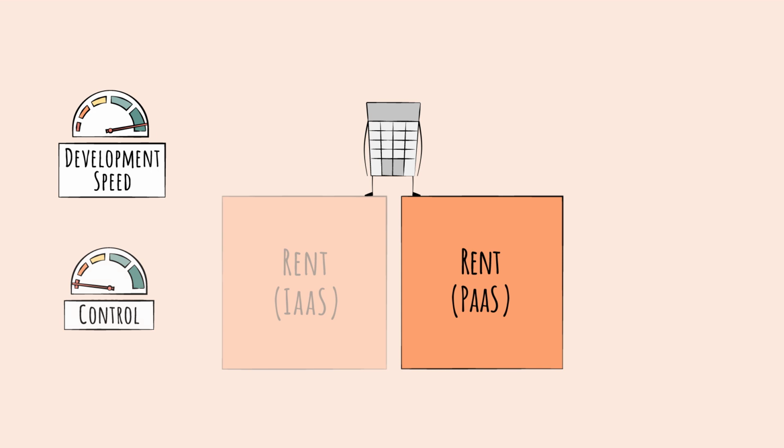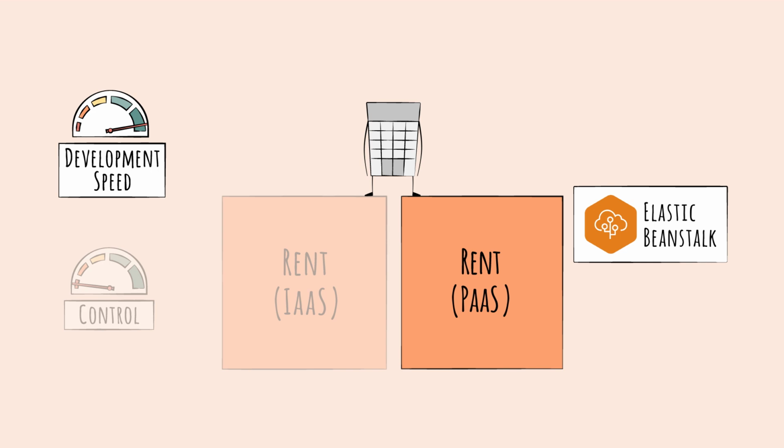PaaS solutions are designed to simplify and accelerate application development. This is the benefit of all those app development tools. For example, AWS offers a PaaS product called Elastic Beanstalk, which provides tools like automatic resource provisioning, aka automatic data storage optimization, or tools that help manage the launch of new version updates.